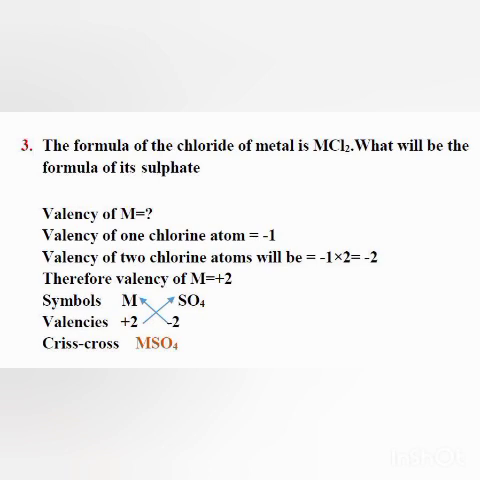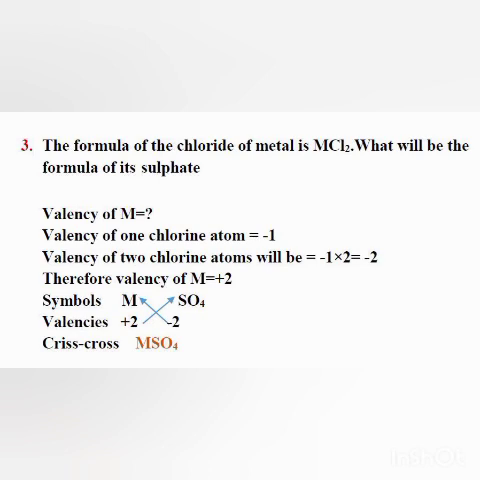Now if the valency of 1 atom of chlorine is minus 1, the valency of 2 atoms of chlorine will be minus 2. So here the valency of chlorine will be minus 2 and the valency of both the atoms of an element in a compound should be same. So the valency of metal M will be plus 2. Understood? So therefore valency of M will be plus 2.